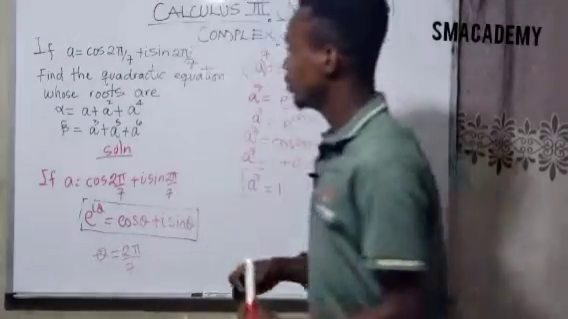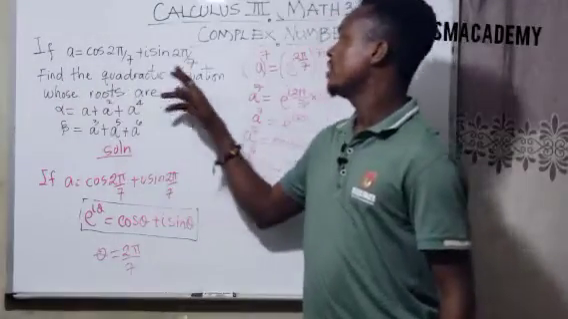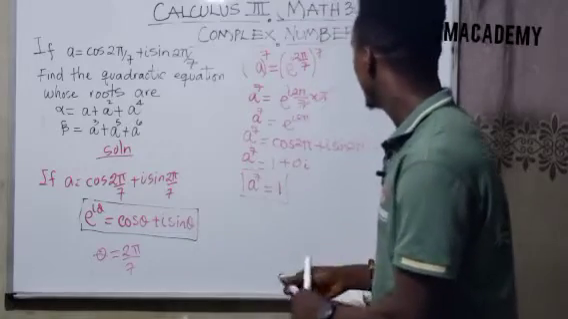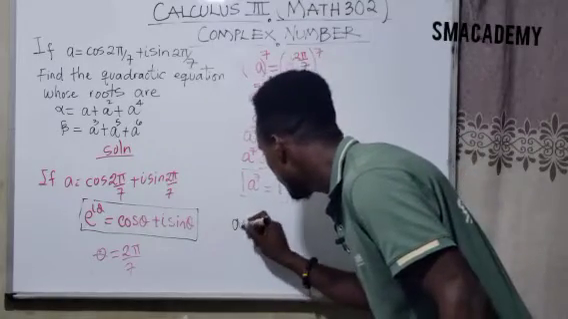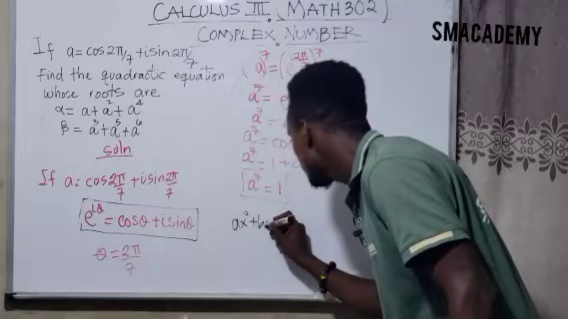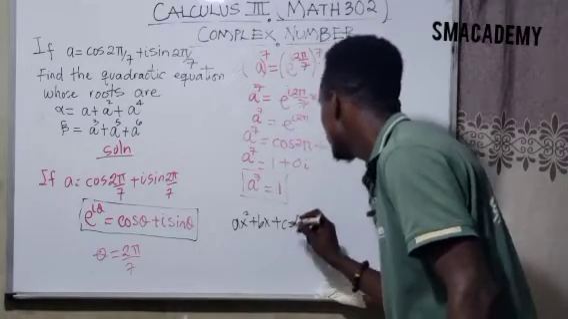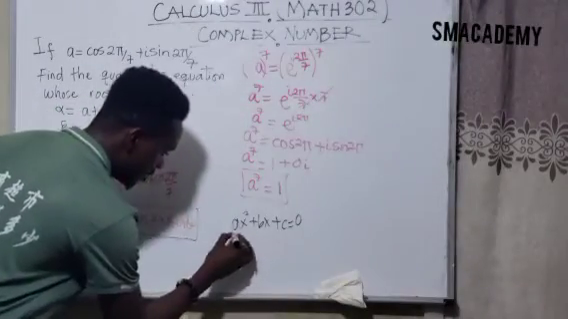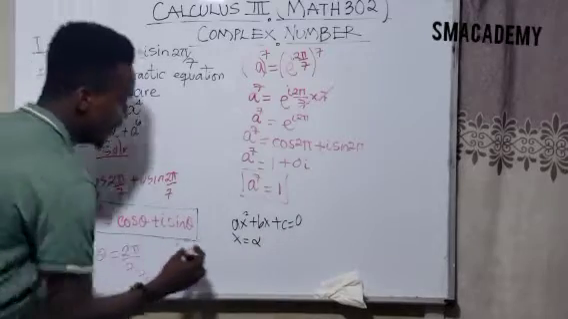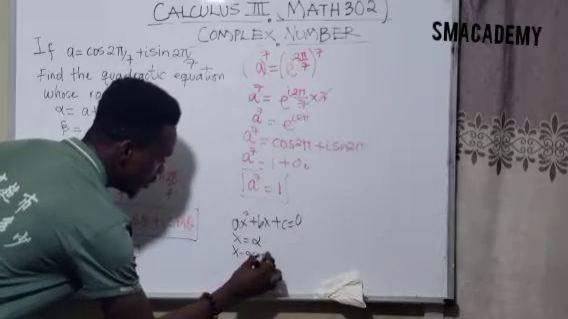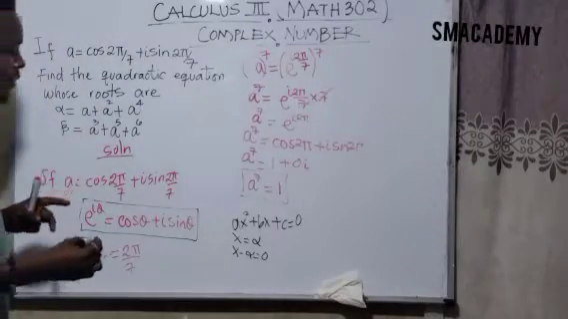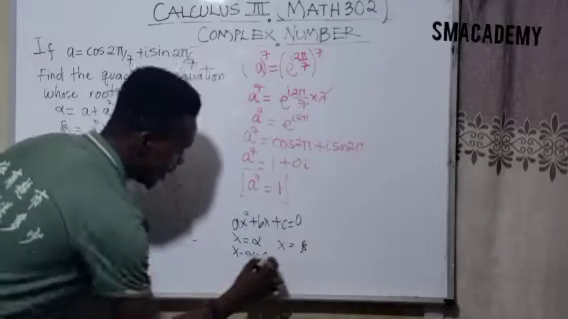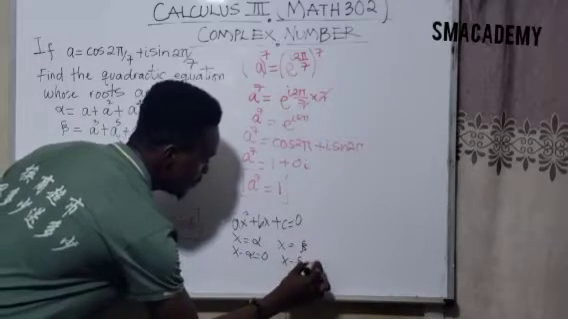Looking at the question, it says find the quadratic equation whose roots are given. We know our quadratic equation is in the form ax squared plus bx plus c equal to 0. Assuming x is one of the roots, equal to alpha, it means x minus alpha should be equal to 0. If our second root is beta, then x minus beta should be equal to 0.